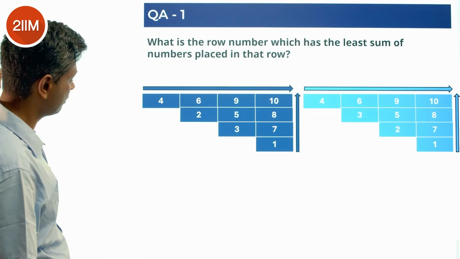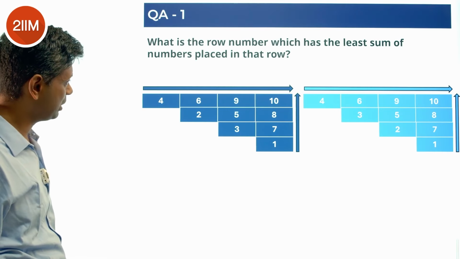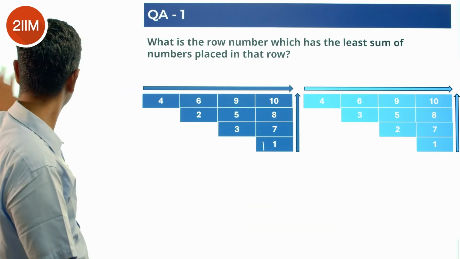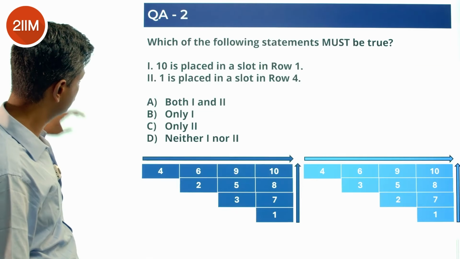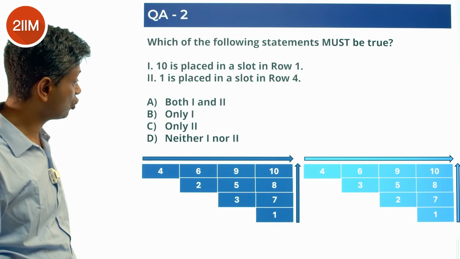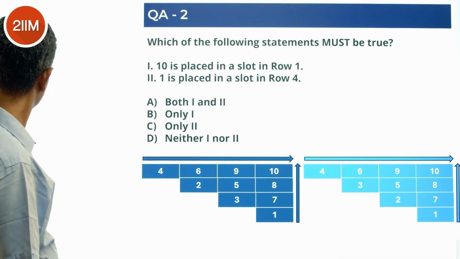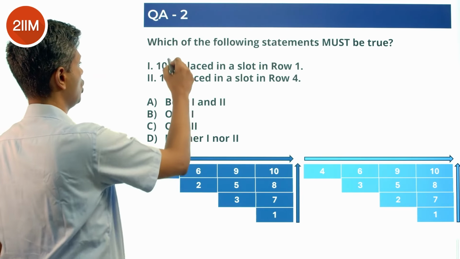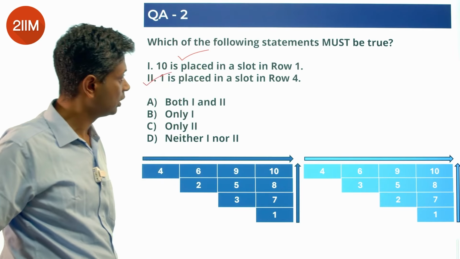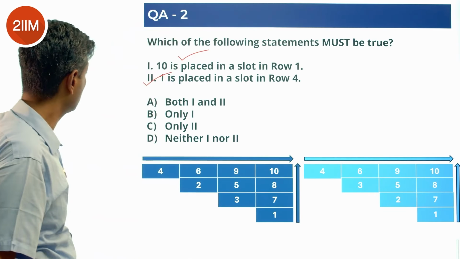Now that we have gone this far, I'm just going to answer the question. What is the row number which has the least sum of the numbers placed in that row? Row 4, sum is 1, done. Which of the following statements must be true? 10 is placed in a slot in row 1. Yes, that is true. 1 is placed in a slot in row 4. Yes, that's also true. 10 is in top right, 1 is in bottom right. Both are true. Both 1 and 2, choice A.